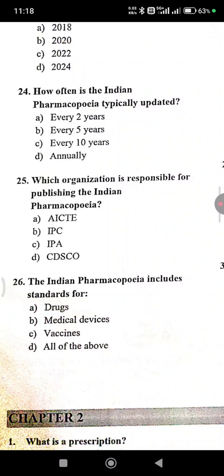Question number 26. The Indian Pharmacopoeia includes standards for: option D, all of the above. Drugs, medical devices, vaccines. The Indian Pharmacopoeia includes standards for all of the above.